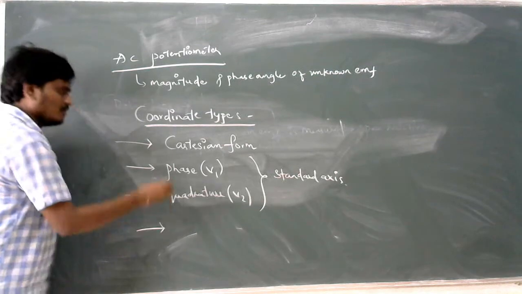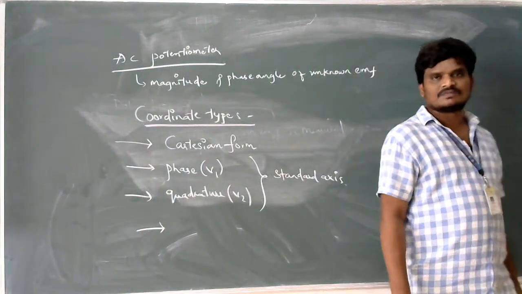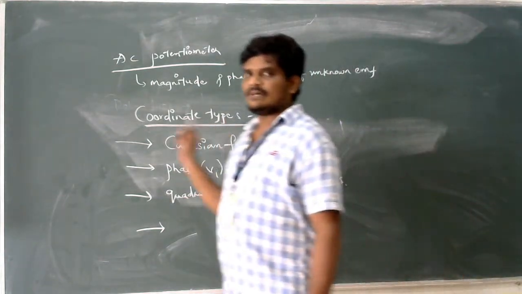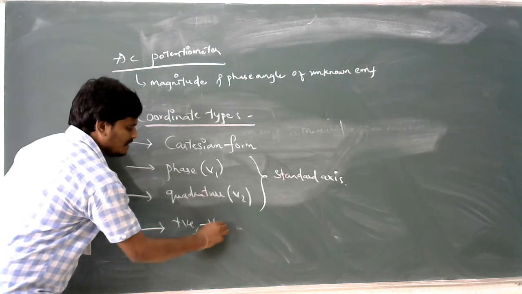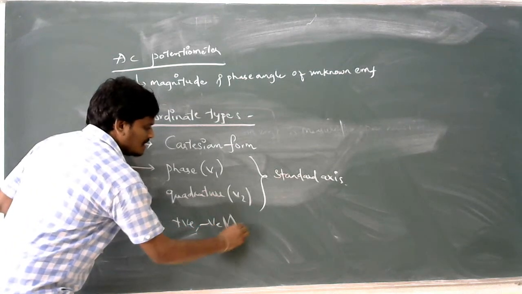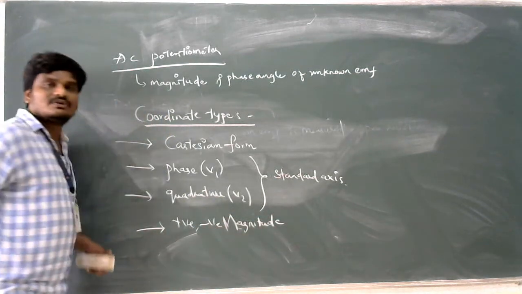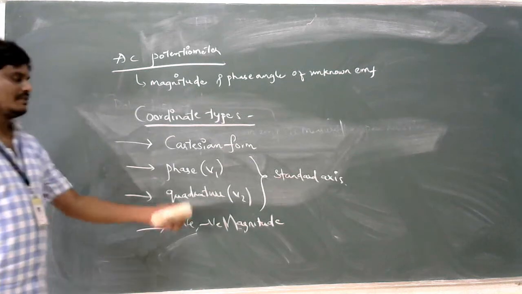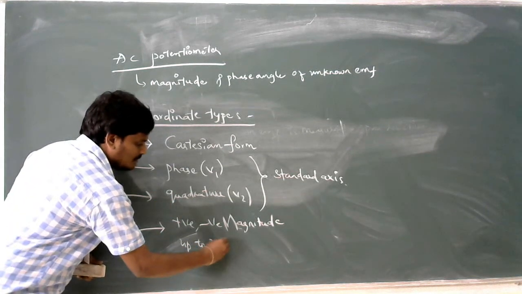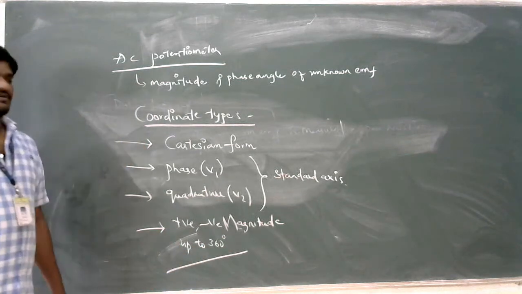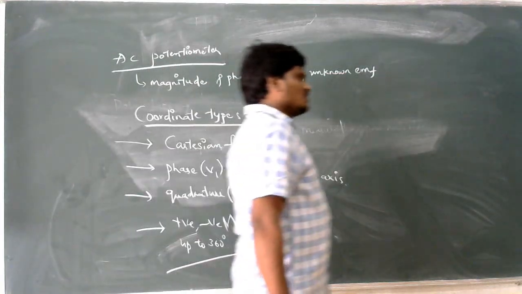Coming to the next point. By using this coordinate type AC potentiometer, I can measure both positive and negative magnitudes of voltages, up to 360 degrees rotation. What are the points we have discussed regarding the coordinate type AC potentiometer here?